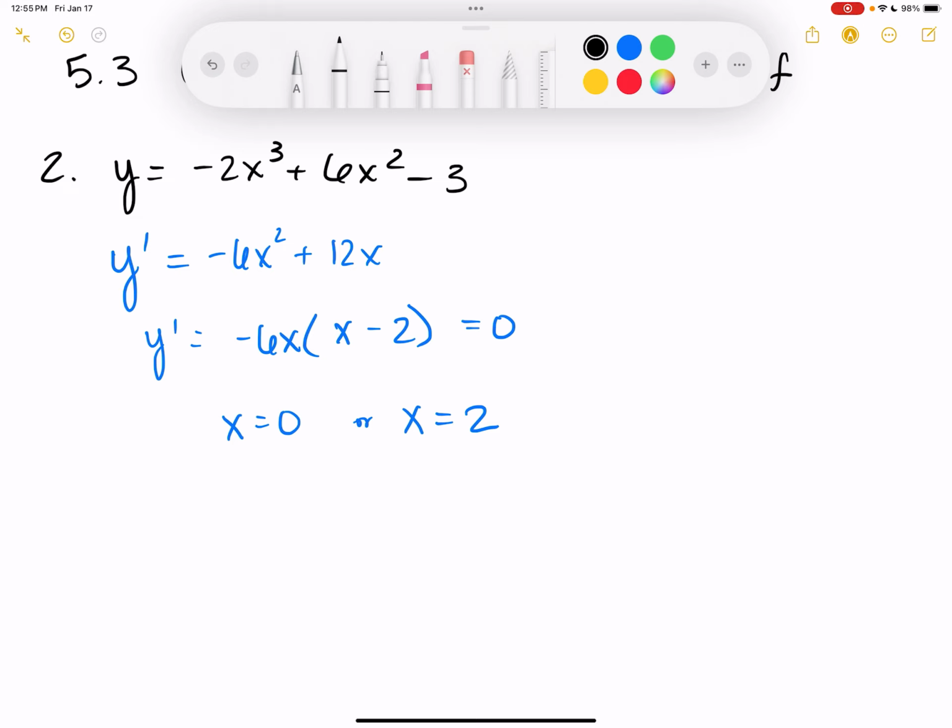Okay, so now is where we do our sign chart because we're using the first derivative test. You can obviously do it different ways, but I think the sign chart's the easiest way to see it. So I usually just will create the little doohickey here.